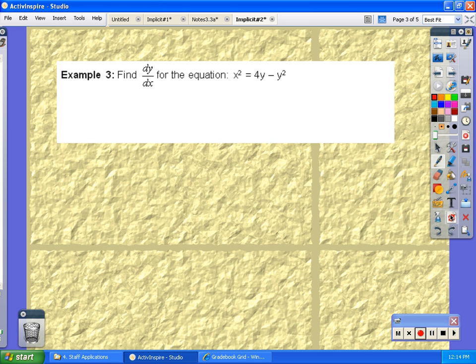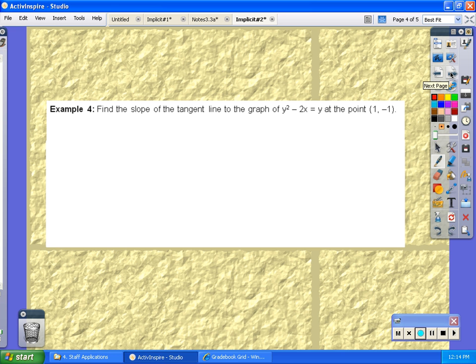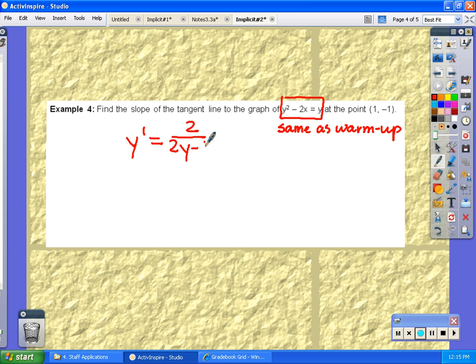And now the other part of the objective, in example 4, it's asking you to find the slope of the tangent line to the graph of y squared minus 2x equals y. And I did this on purpose. This problem is the same as your warm-up, so that we don't have to spend time doing another derivative. I'm going to go ahead and take the answer from your warm-up, which was y prime equals 2 over 2y minus 1.